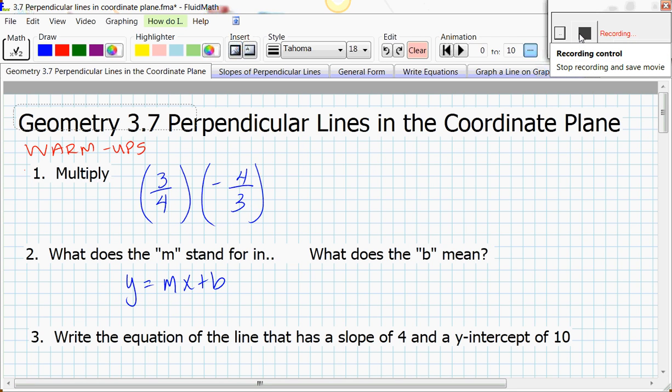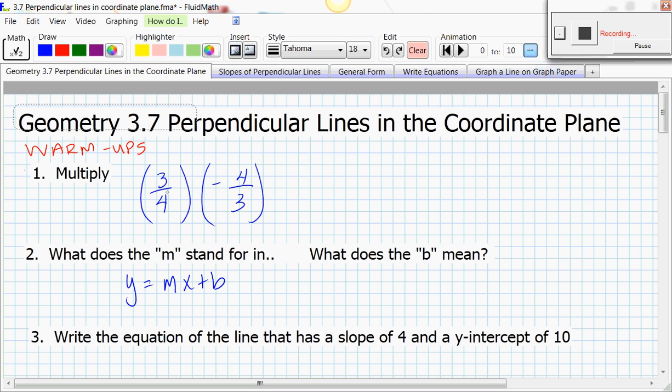This is a lesson for Geometry 3.7, perpendicular lines in the coordinate plane. We're going to go back and do 3.6 tomorrow and review parallel lines. But this is the lesson for Monday, October 10th. So we had some warm-up problems that we did.